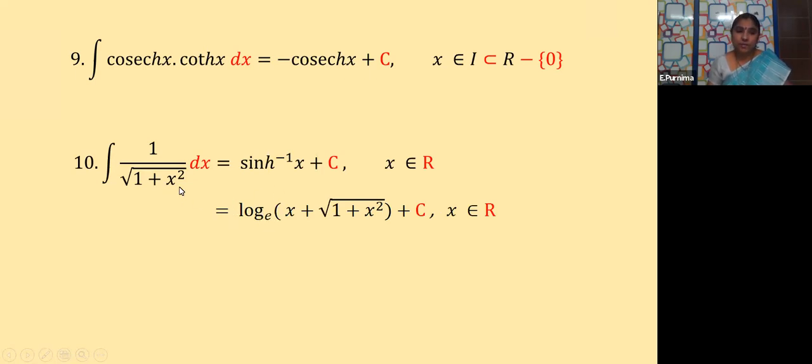And there is another formula for the same function: log of x plus under root of 1 plus x square, plus c, base e, children. Whether base e is given or not, it should be understood as base e only. Clear? For this function we have two formulas: one is sin h inverse of x, another one is log x plus under root of 1 plus x square plus c. So remember the formulas. The 11th one is integral 1 by 1 minus x square dx is equal to tan h inverse of x plus c. Now like this we have the formulas, children, and one more formula is also there.